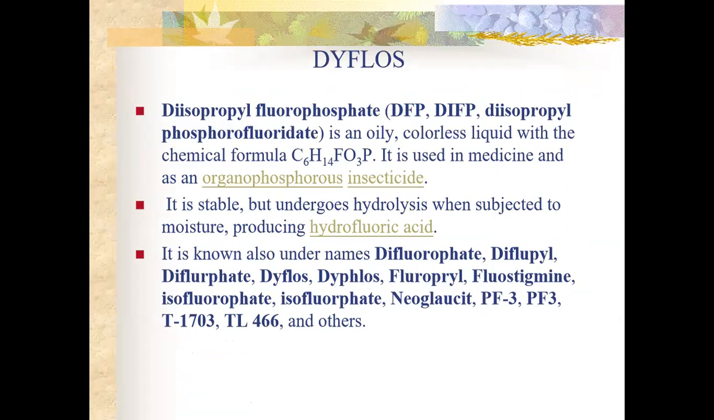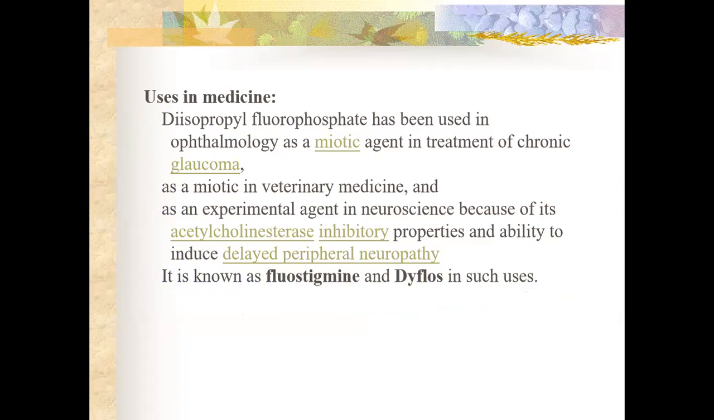Then if you look at diflos, that is diisopropyl fluorophosphate, DFP, it is an oily colorless liquid with a chemical formula C6H14FO3P. It is used in medicine as an organophosphorus insecticide, and it is stable but undergoes hydrolysis when subjected to moisture, producing hydrofluoric acid. It is known also under the names diflurophate, diflupyl, fluorophyl, and so on. Apart from that, diisopropyl fluorophosphate has been used in ophthalmology as a miotic agent in the treatment of chronic glaucoma, as a miotic in veterinary medicine, and as an experimental agent in the neurosciences because of its acetylcholinesterase inhibitory properties and ability to induce delayed peripheral neuropathy in experimental animals.